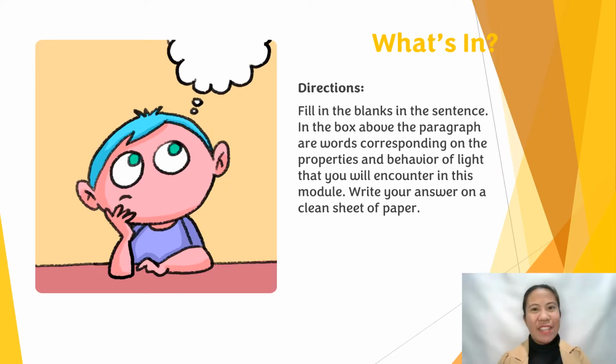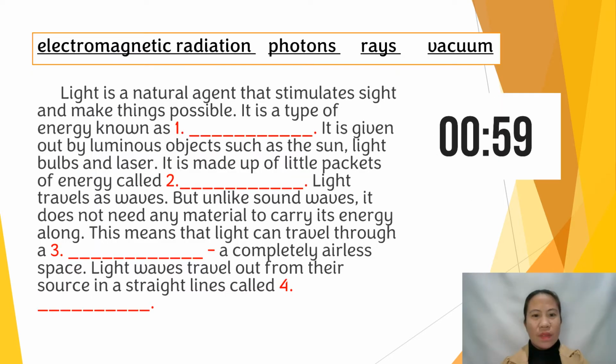Let us have first this warm-up activity. Fill in the blanks in the sentence. In the box above the paragraph are words corresponding to the properties and behavior of light that you will encounter in this module. You write your answer in a clean sheet of paper. I will give you 1 minute to answer each paragraph. Your time starts now.